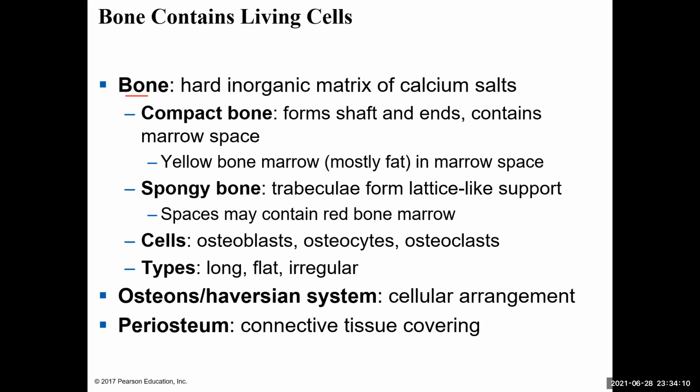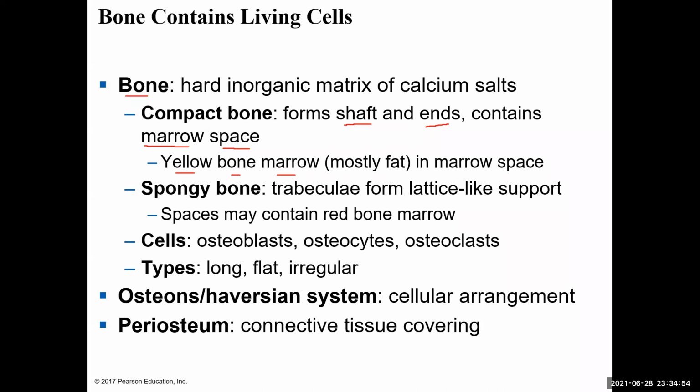And if you look at the structure of the bone, you have what's called compact bone, and this compact bone forms the shaft, so the long portion of a bone, and the ends of a bone, okay? Now, there is a space that is inside this compact bone, and that space is called a marrow space. Okay? Now, in, say, the long portion, the shaft portion of the bone, you find what's known as yellow bone marrow. And this is mostly fatty material.